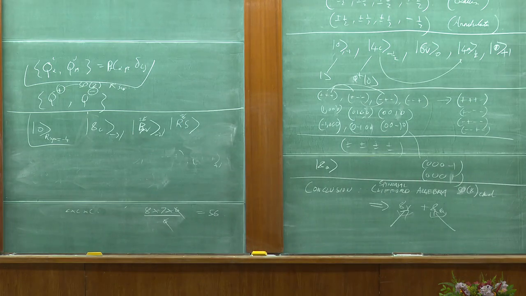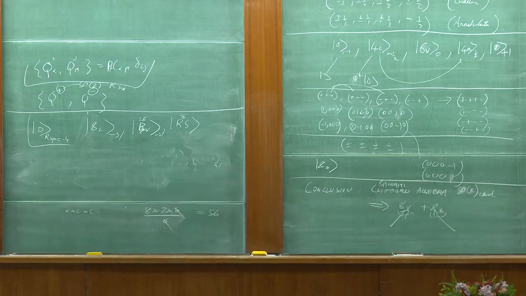Rarita-Schwinger is just an object that carries both a vector and a spinor index. So you might think then it has 64 components, because under SO8, a vector index is 8 components, and a spinor index is also 8 components. So 8 into 8 is 64. And that would have been true if a Rarita-Schwinger had been exactly only a vector index and spinor index. But it's a bit more.